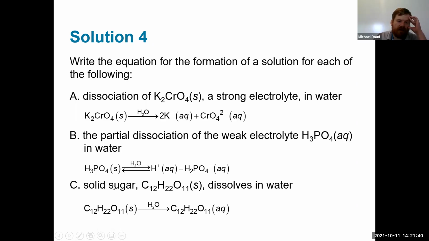Okay, and then finally, we have solid sugar. Now, this is the easy part because it's a non-electrolyte. All that happens is the solid turns into an aqueous, and that's all you have to do. So that's how you can show the dissolution of a non-electrolyte in water.